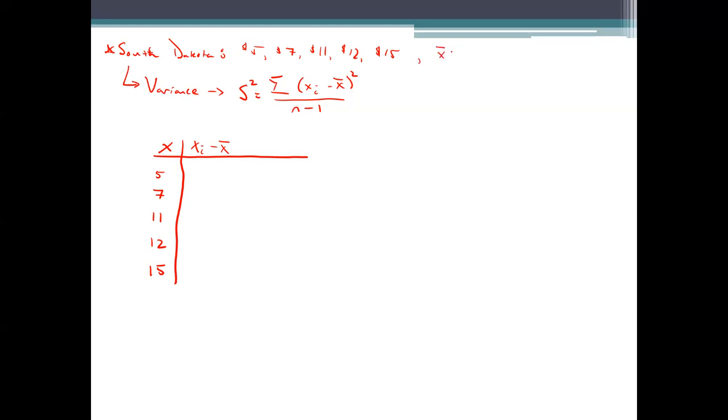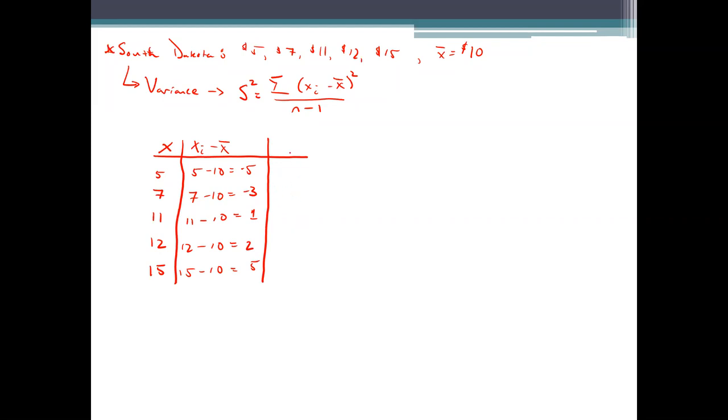Does anybody remember what the average salary or average wage was? 10. 10, yep. So you're just going to walk through this. You're going to take 5 minus 10, that gets you minus 5. 7 minus 10 gets you minus 3. 11 minus 10 gets you 1. 12 minus 10 gets you 2, and 15 minus 10 gets you 5. Okay, just a very, very easy subtraction.